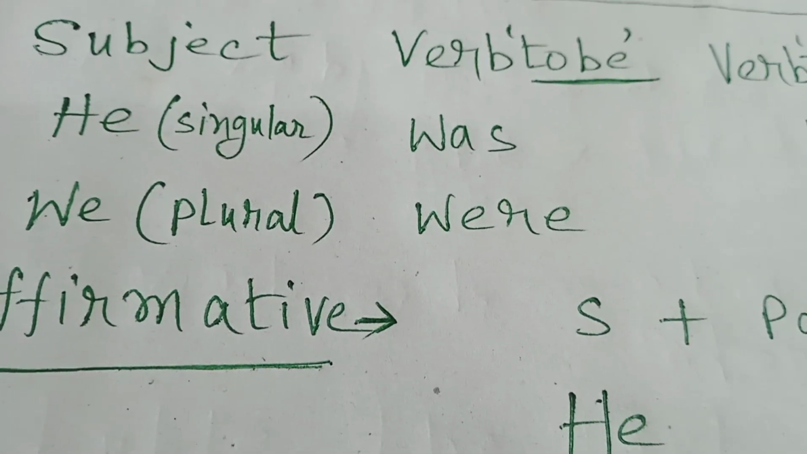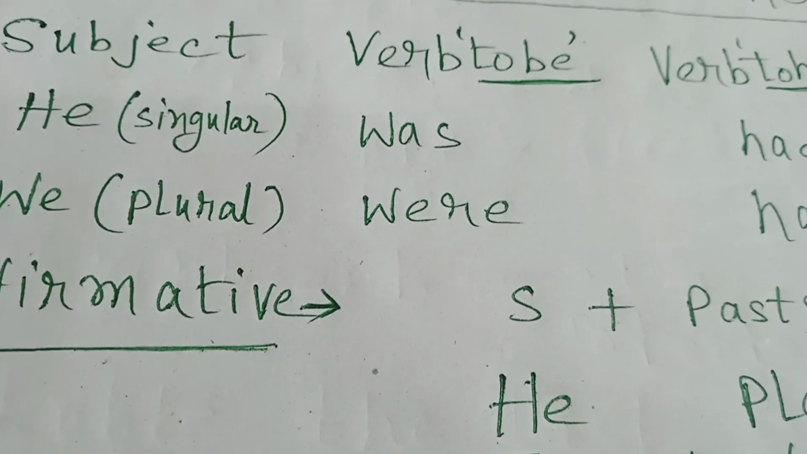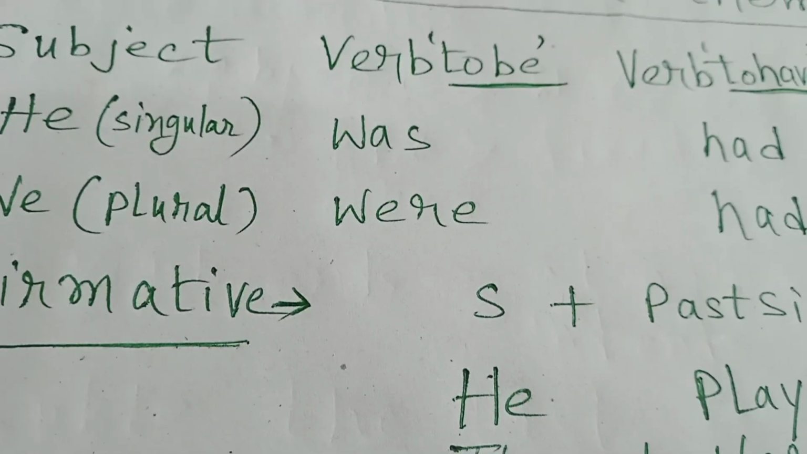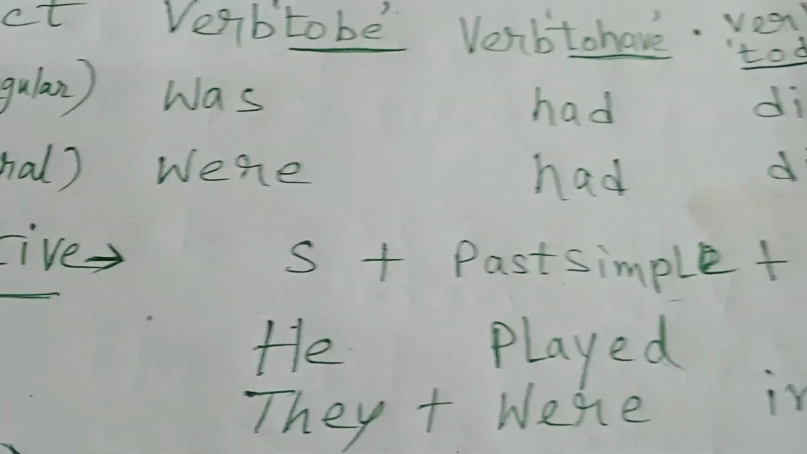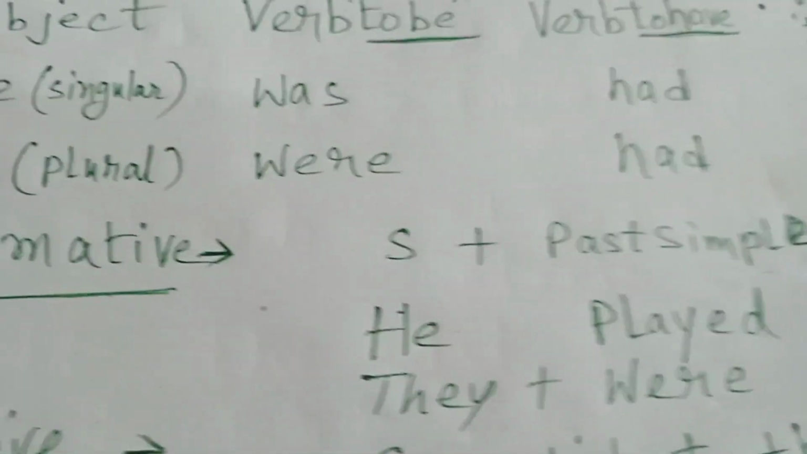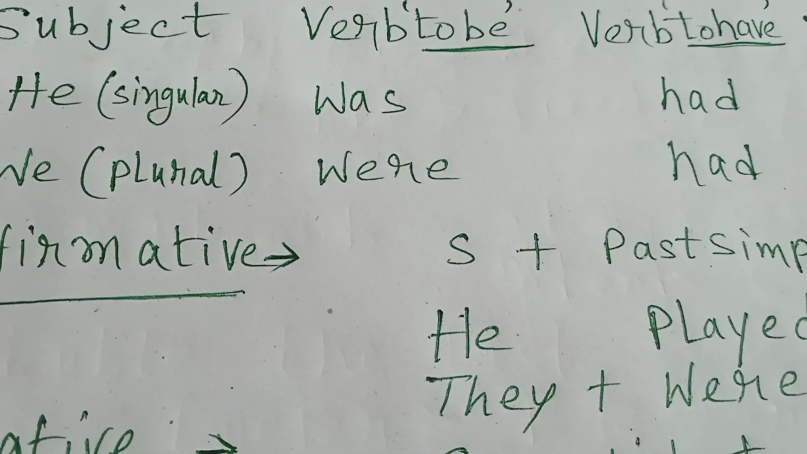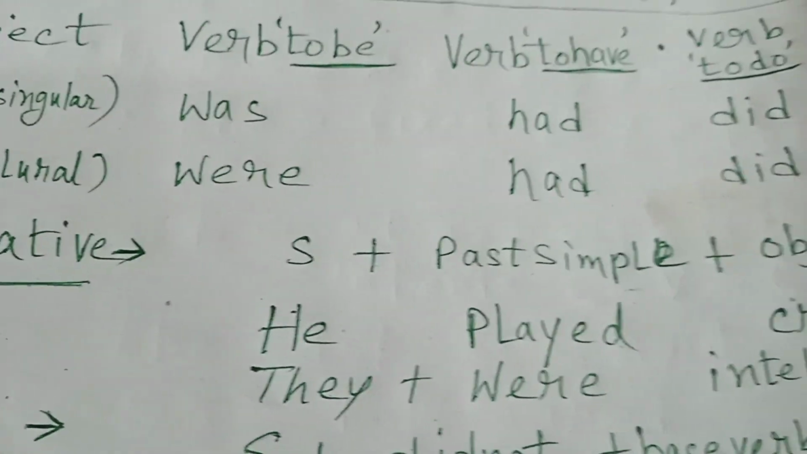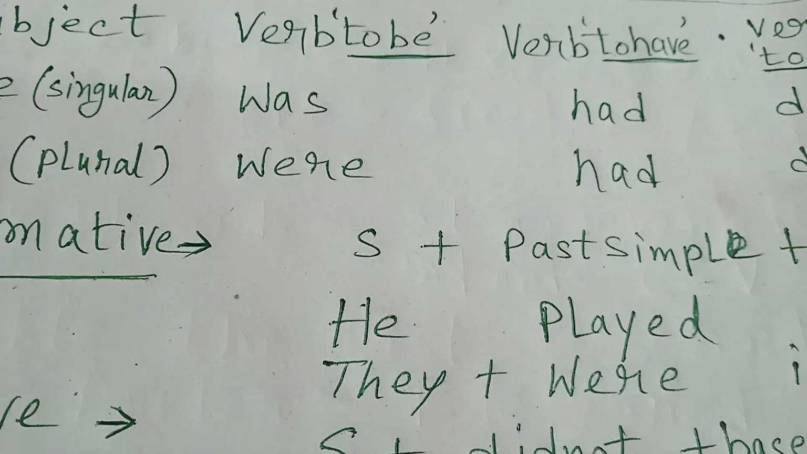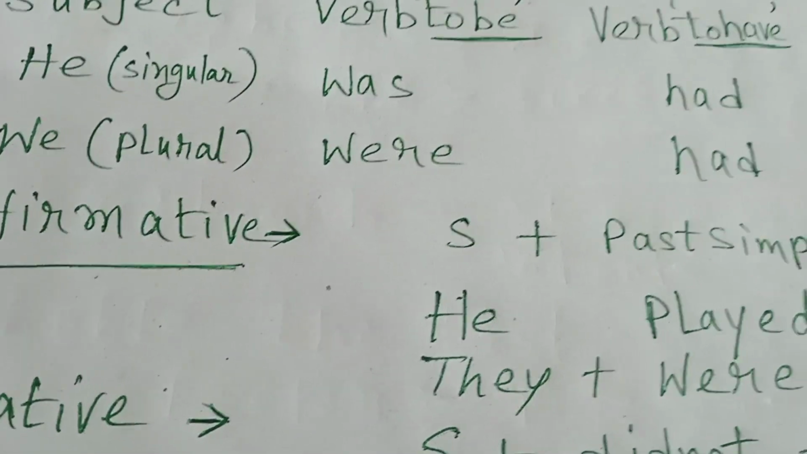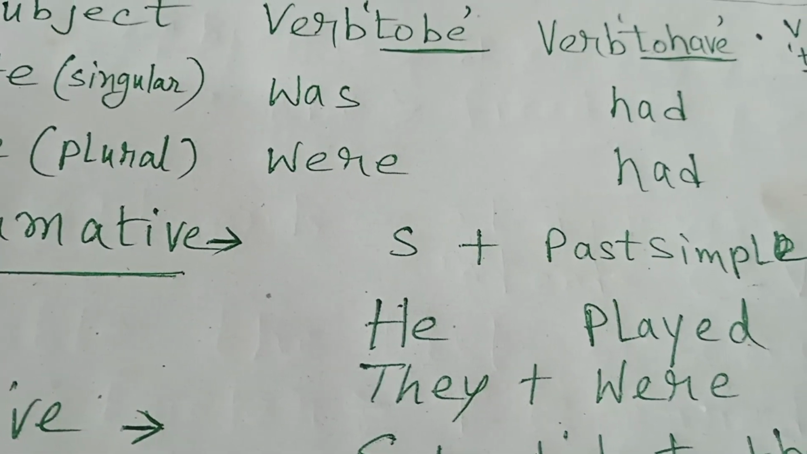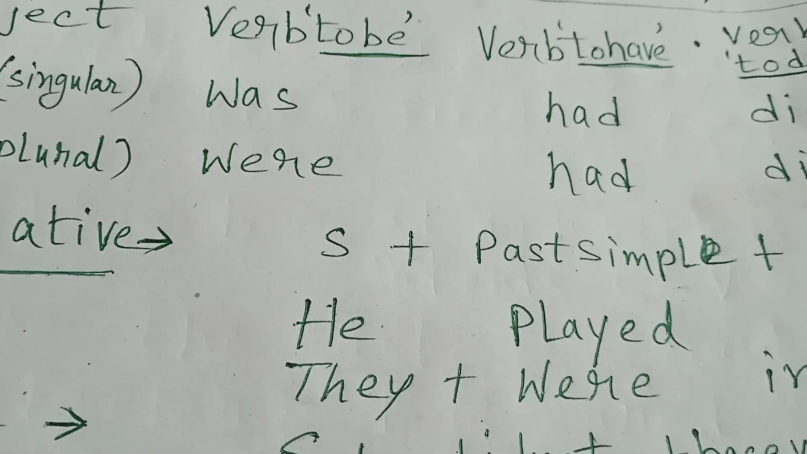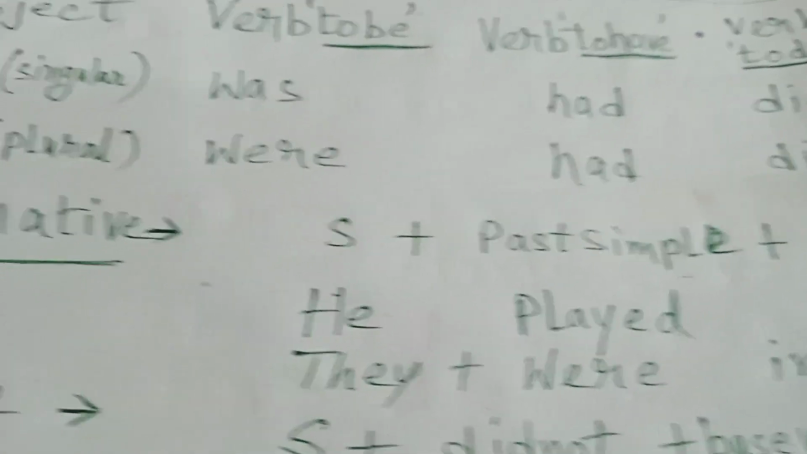Formation of simple past tense sentences. Subject, verb to be, verb to have, verb to do. If the subject is singular, verb to be is was, verb to have is had, verb to do is did. If the subject is plural, then verb to be is were, verb to have is had, verb to do is did.